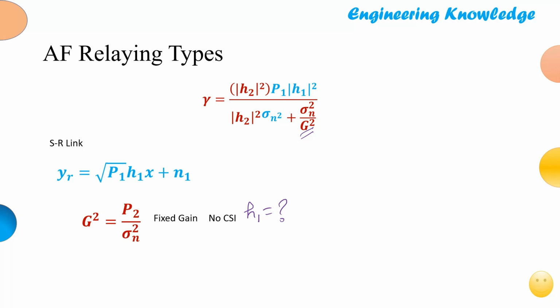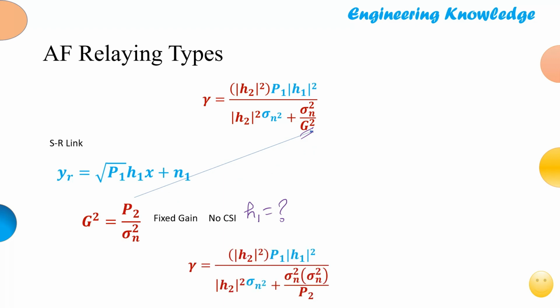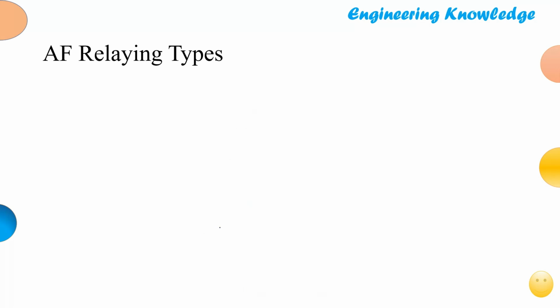If this is the case, I can substitute this G square in this expression. So what will it become? The numerator remains the same. The denominator is mod h2 square sigma n square plus sigma n square upon G square. So it will become the reciprocal of G square, that is sigma n square upon P2. I can take this P2 and multiply here, and it will come also in the numerator. So it will become like this.